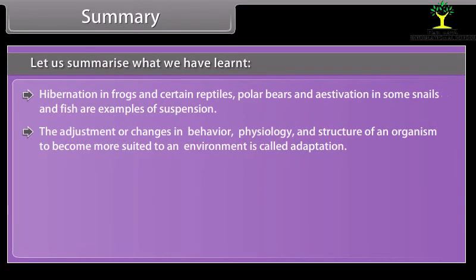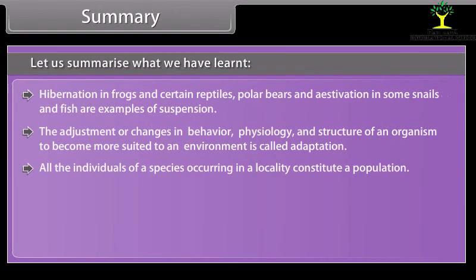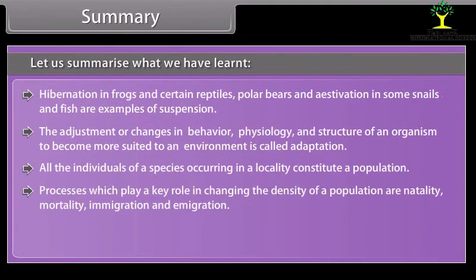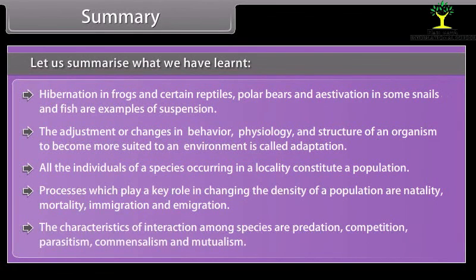The adjustment or changes in behavior, physiology and structure of an organism to become more suited to an environment is called adaptation. All the individuals of a species occurring in a locality constitute a population. Processes which play a key role in changing the density of a population are natality, mortality, immigration and emigration. The characteristics of interaction among species are predation, competition, parasitism, commensalism and mutualism.